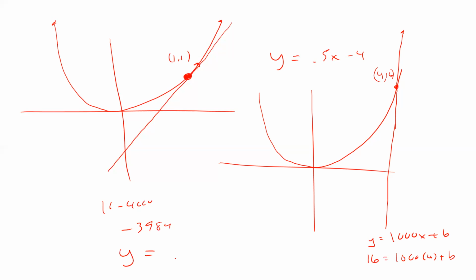y equals 1,000x minus 3,984. So that means all the way down there, right? Negative 3,984. But it's got such a gradual slope of the parabola, it never hits it. Perfecto. We got it.